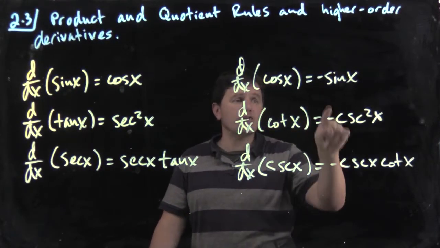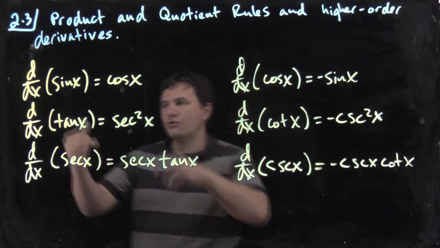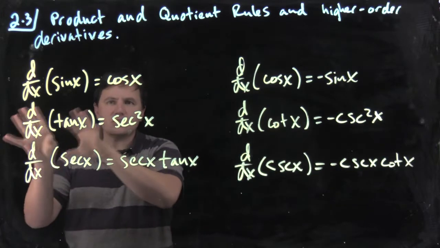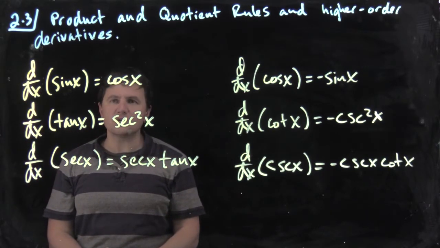And then also I want to point out that the derivatives of all your co-functions are negative, where the derivatives of your functions that are not co-functions, that don't have the co in front of them, are positive. So those are our 6 trig derivatives.